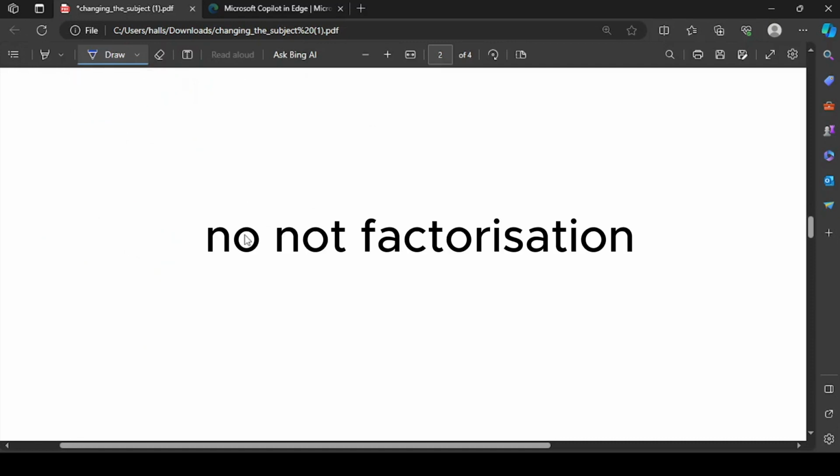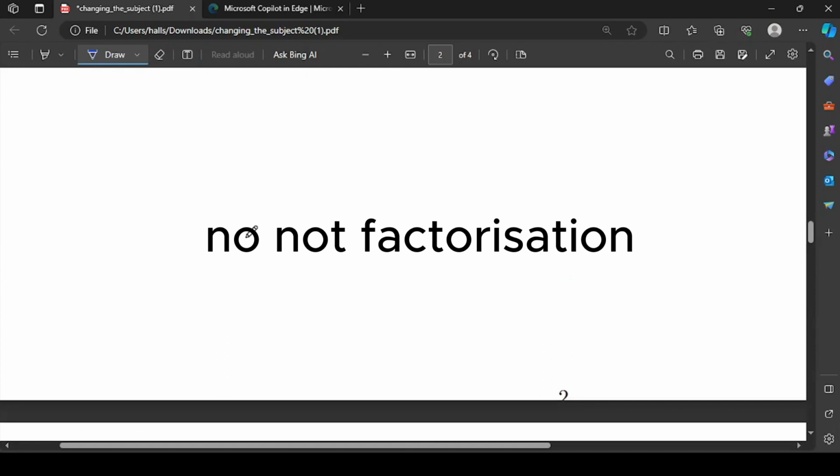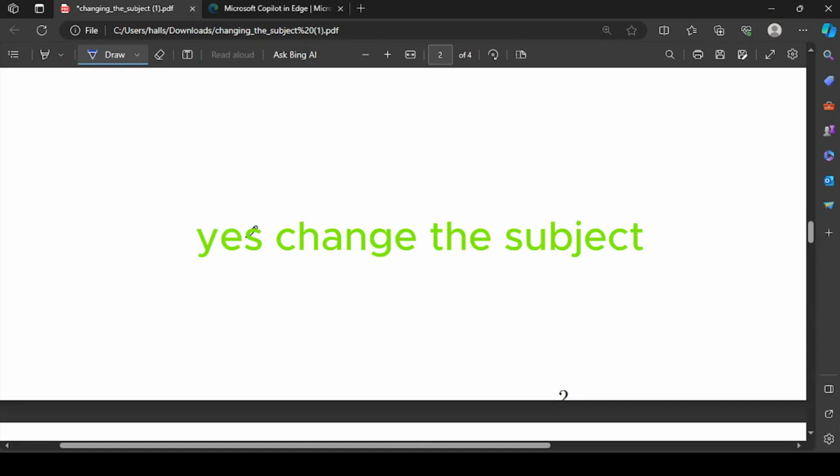And with that, you could factorize, and with that you could change the subject of the formula of anything, right? You have most of the information that you need. So now it's just time for examples.